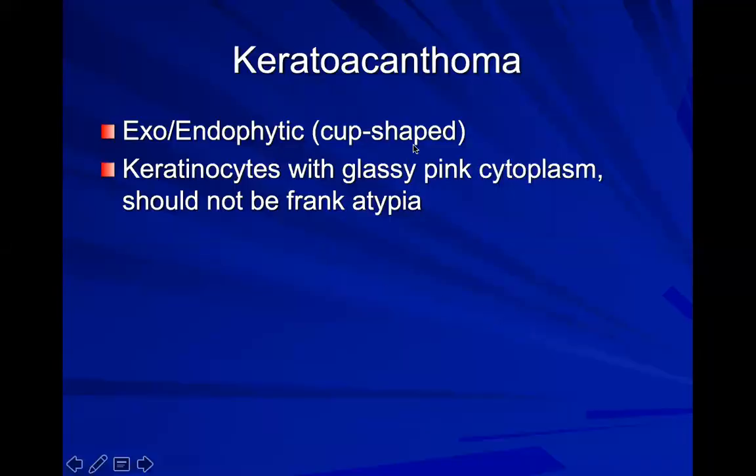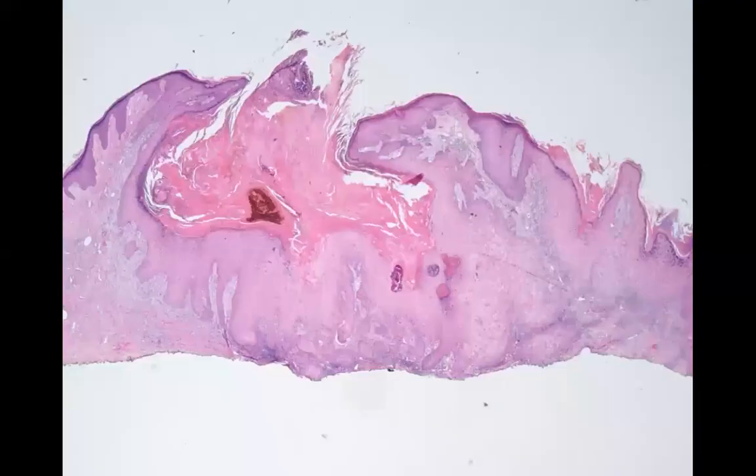The keratinocytes have a glassy pink cytoplasm. There shouldn't be significant atypia. Remember we saw in the Bowen's kind of squame or that moderately differentiated squame where you had those huge nuclei and they're really atypical. These should be glassy and pink and relatively uniform. There shouldn't be significant atypia.